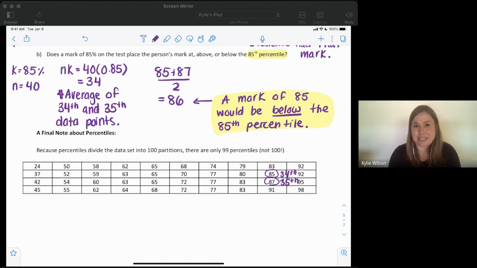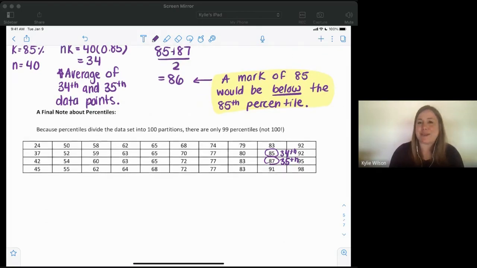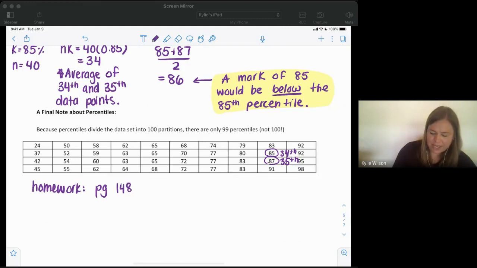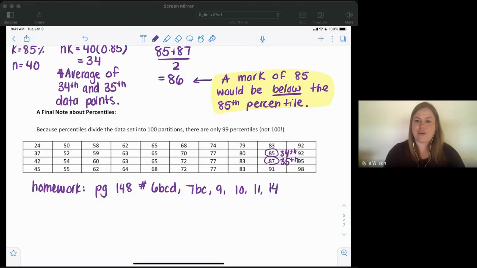Exact same idea here. So there is a little bit of homework. Actually, no, there's a lot of homework, but this is really good practice for you for the quiz on Wednesday. So the homework is going to be page 148, number 6 BCD, 7 BC, 9, 10, 11, and 14.